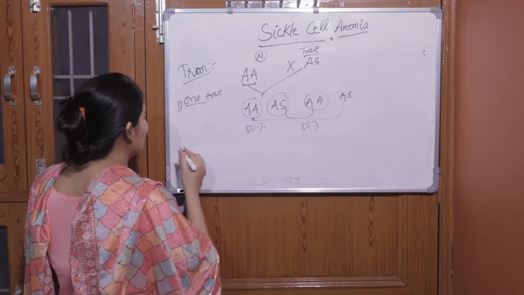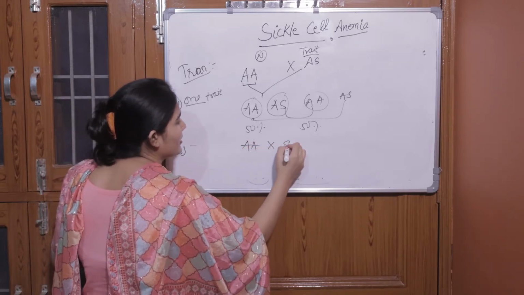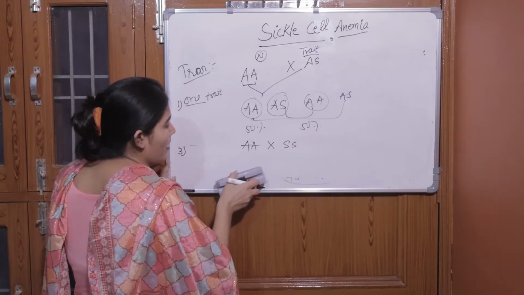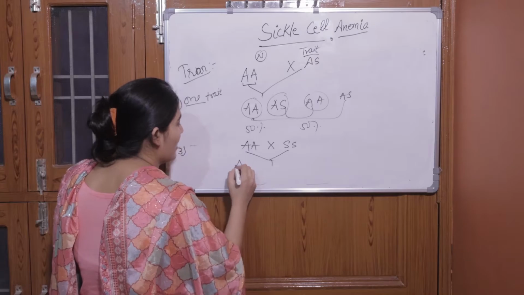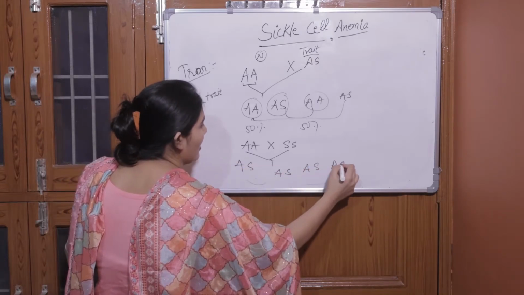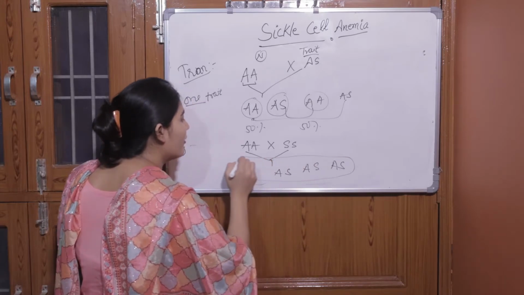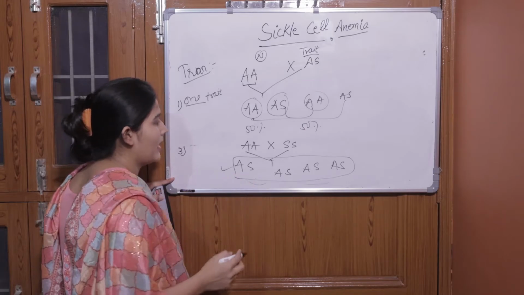Now the third condition is one is a healthy person and the other person is having sickle cell anemia. Now what will be the progeny? AS, AS, AS and AS. That means all the four individuals are carrying the trait of sickle cell anemia.